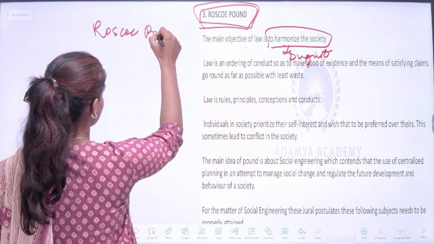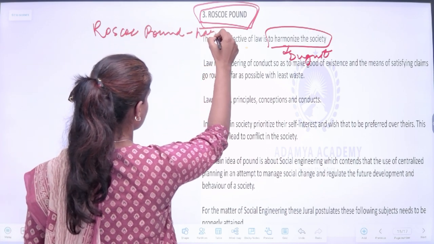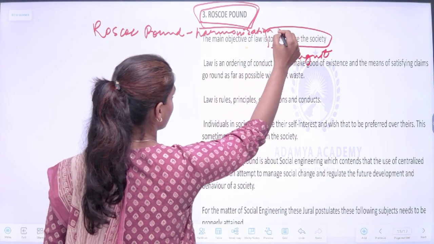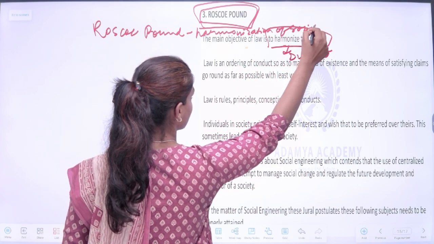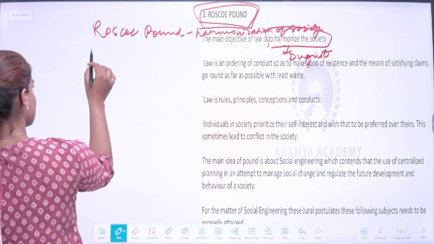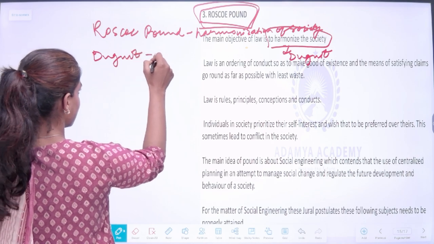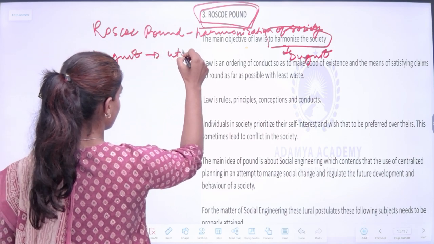So Roscoe Pound believed in harmonization of society, whereas Duguid believed in a utopian society.